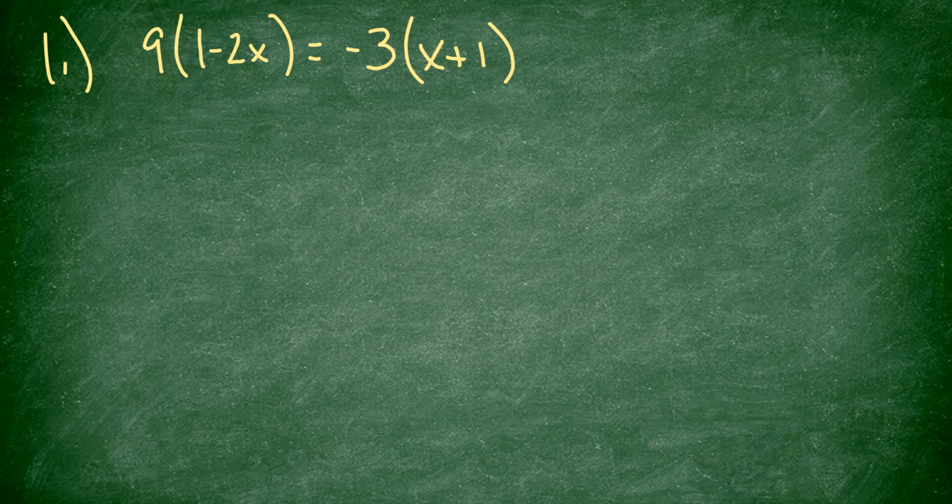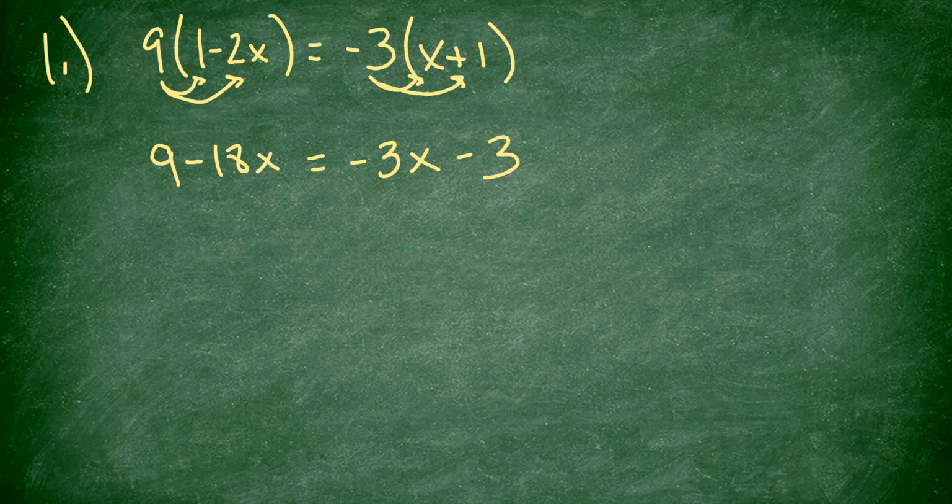Alright, so the first thing I'm going to do in number 1 is get rid of the parentheses using the distributive property. Remember, 9 is a pizza delivery guy, so 9 is going to go over to 1 and turn into 9. 9 is going to go over to 2x and become minus 18x. Negative 3, same thing. Negative 3 times x, so it's going to be negative 3x minus 3. So I'm going to put all the x's on the same side.